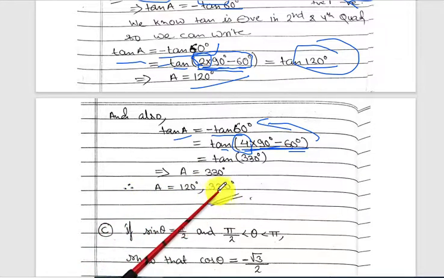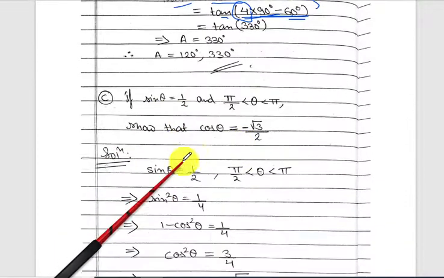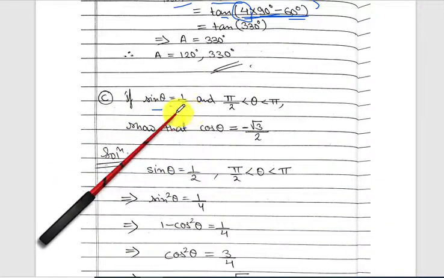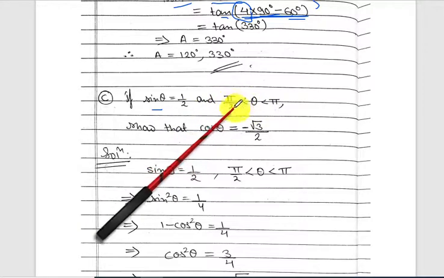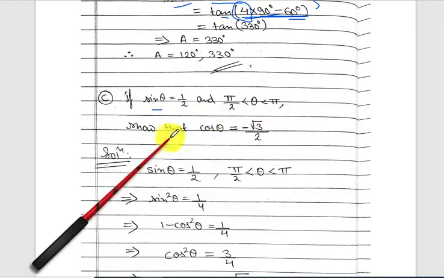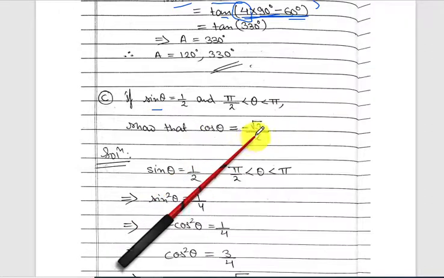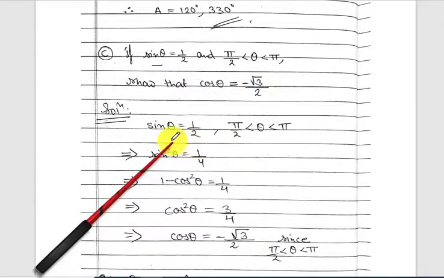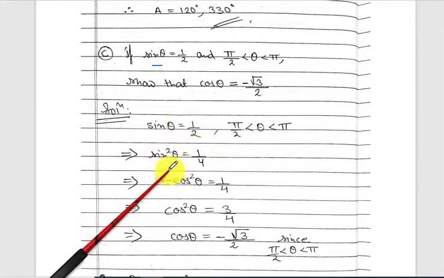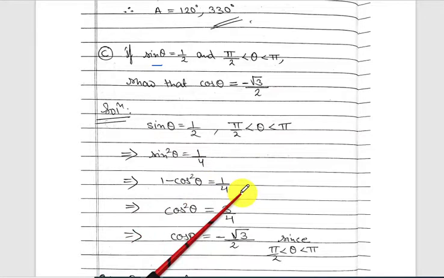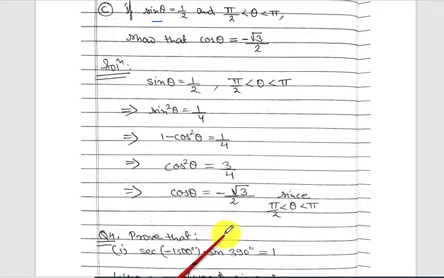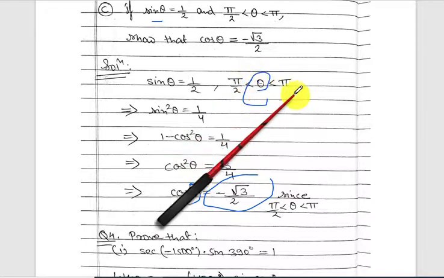Okay, next is: if sine theta equal to half and theta is somewhere between 90 and 180, then show that cos theta equal to minus root 3 by 2. So sine theta equal to half, so sine square theta will be 1 by 4. So 1 minus cos square theta will be 1 by 4. So cos square theta will be 3 by 4. So cos theta has to be negative. Why? Because theta is in the second quadrant. Already they are saying that theta is in the second quadrant, and in second quadrant cos is negative. So that's why you get the negative value.